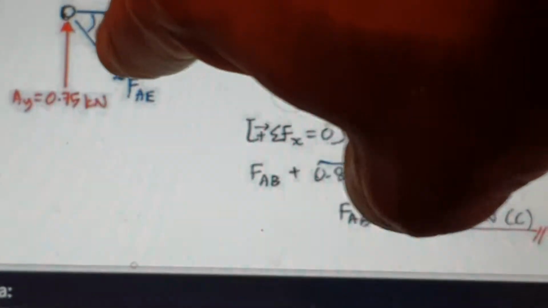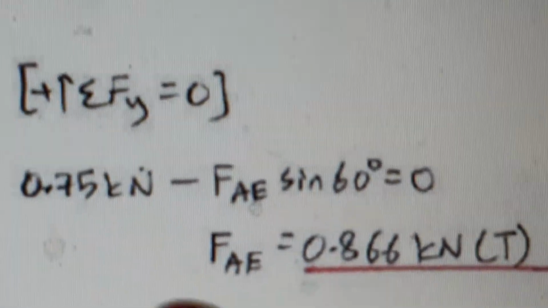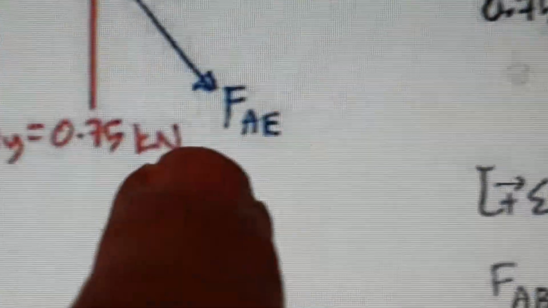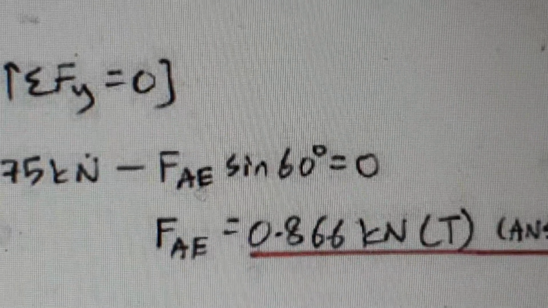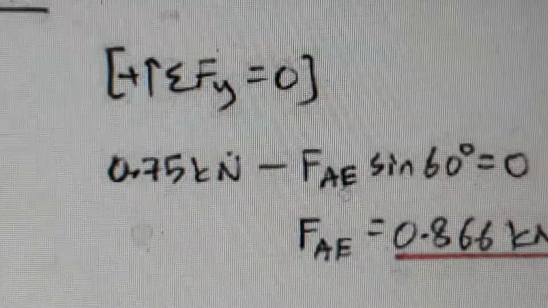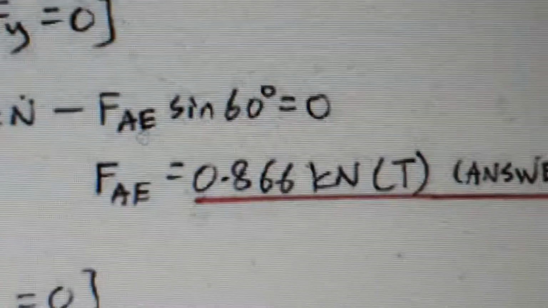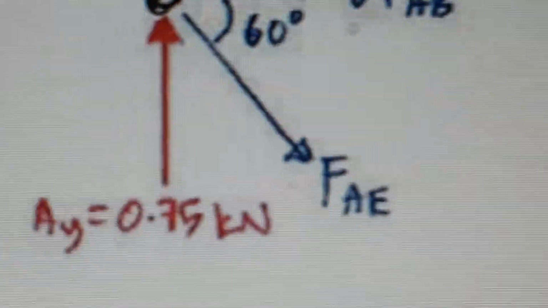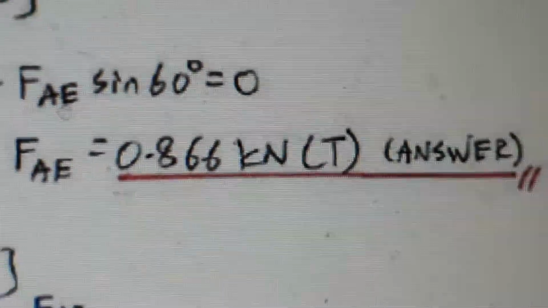FAE, that's cosine 60 in the x, sine 60 in the y. It's minus. So minus FAE sine 60 in the y, remember? FAE is cosine in the x, sine in the y. So minus FAE sine 60. And what else? 0.75 in the y, plus. So 0.75 minus FAE sine 60, you could find FAE. And since it became plus, which means that our assumption is correct, it is tension. So we could put 0.866 kilonewton tension, and that is the answer.